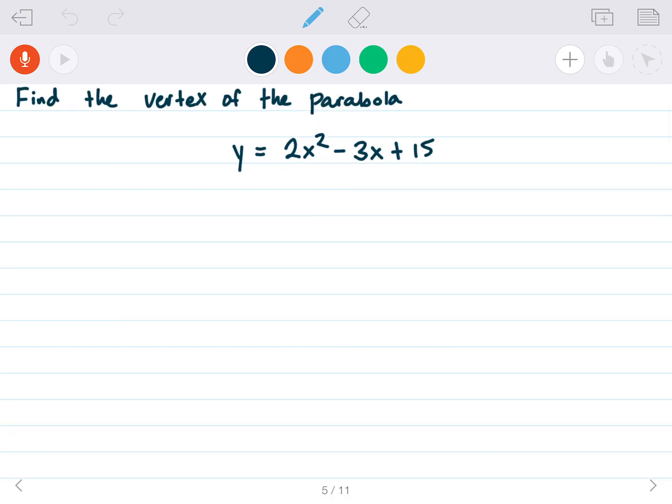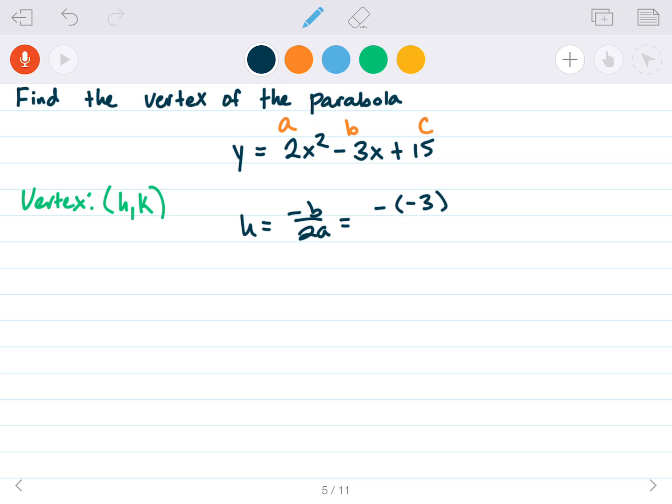All right, find the vertex of the parabola. So this is nice because we're in standard form. We have a, b, and c. And so all I'm looking for is h comma k. The vertex, I don't need to put it in the equation form this time. And I could if I wanted to, but it's just asking for the vertex here. So h is negative b over 2a, and in this case b is negative 3. A is 2. Simplify the top, double negatives make a positive, and the bottom becomes 4.